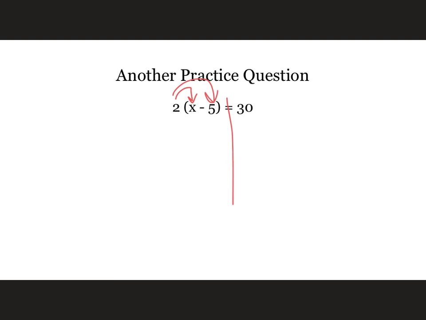Once again, we are multiplying here. So I'm taking 2 times x. If I need to think about it, there's technically a 1 in front of that x. So 2 times 1 is simply just 2x. 2 times a minus 5, or a negative 5, is minus 10. And I have 30 that remains the same on the other side of my equation.